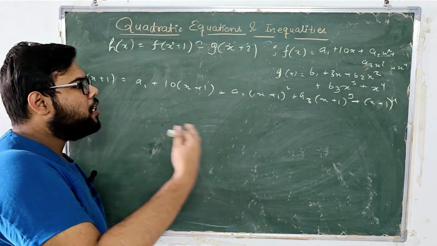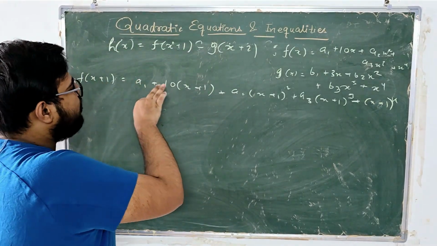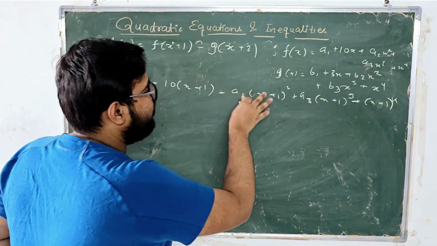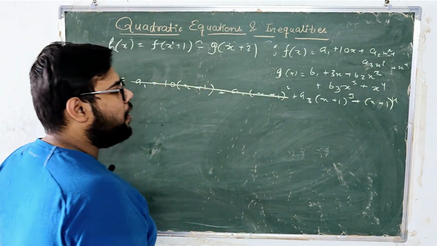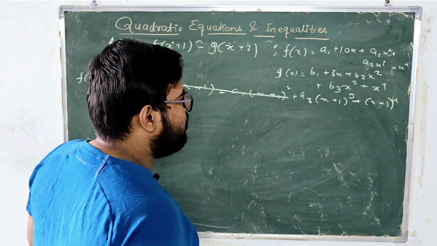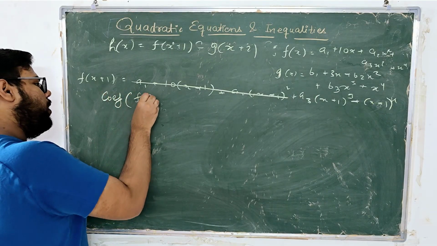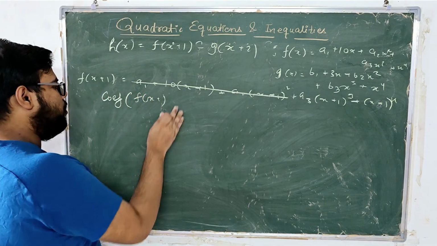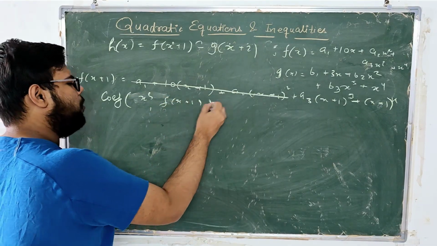So in the coefficient of x cube, will there be any term related to a1, the x raised to power 1, x raised to power 2? No. So we can just simply neglect them. And over here also, there will be only one term of x cube. So what we will be left with is the coefficient of x cube in the function f of x plus 1, which will be equal to what?